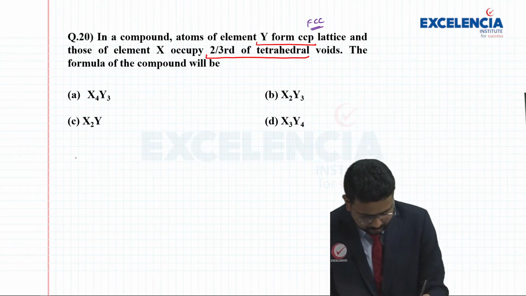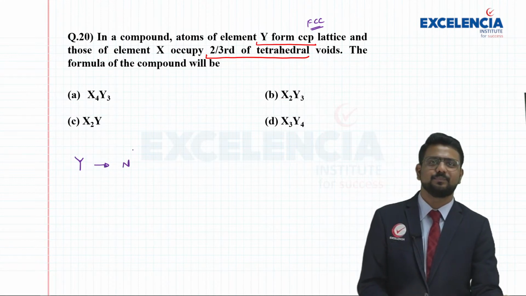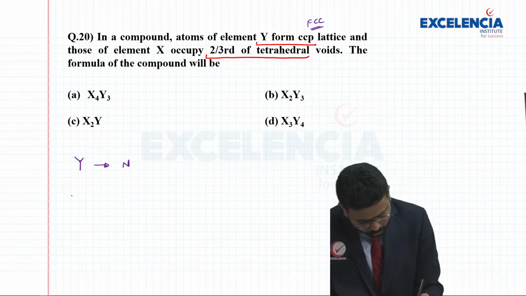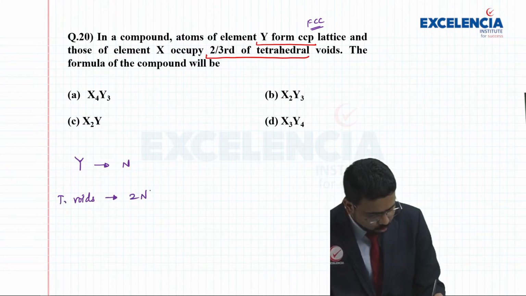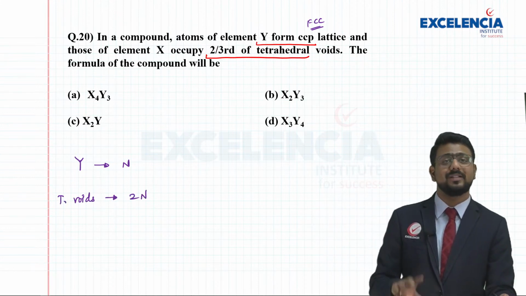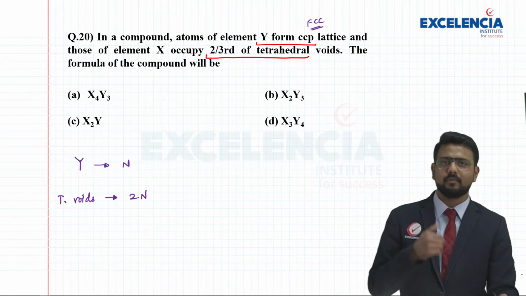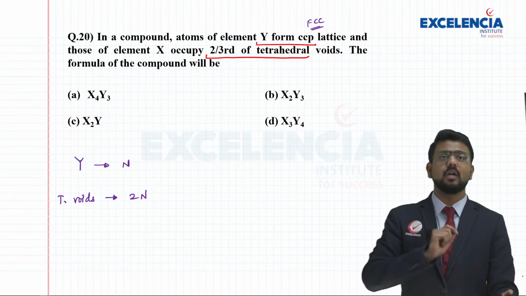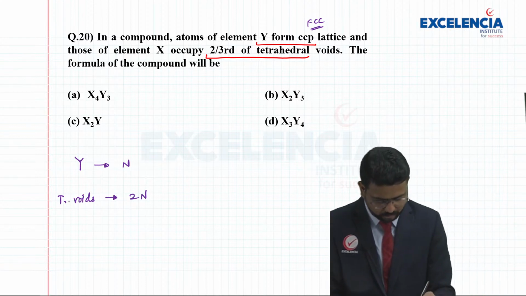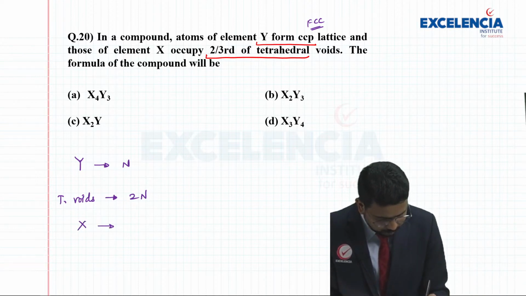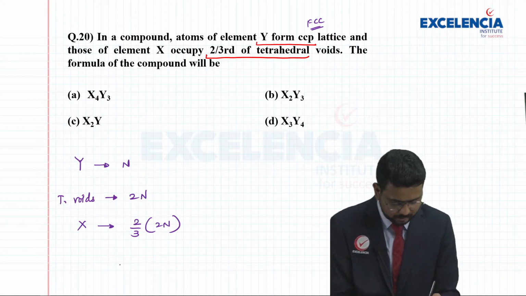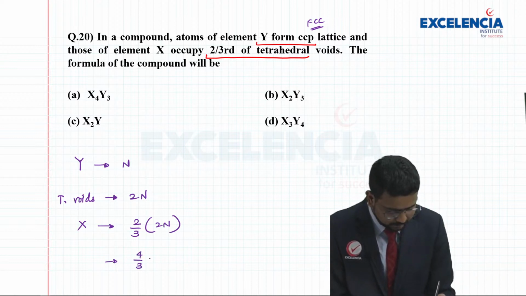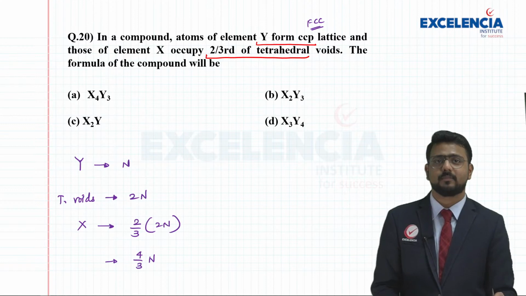So let's suppose we take the number of atoms of Y as n, okay? Now, how many tetrahedral voids is it going to generate? Definitely 2n. Yes or no? Because the number of tetrahedral voids is twice the number of atoms. So the number of tetrahedral voids is 2n, of which 2/3 of the voids are occupied by X. So X will be equal to 2/3 of 2n, right? Without any doubt, it comes out to be 4/3 times n. These are the number of atoms of X.